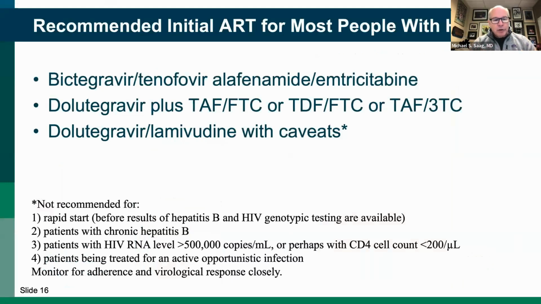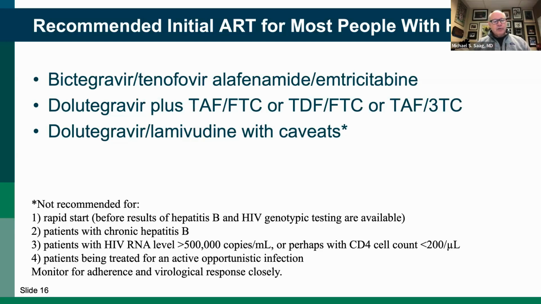Boiling it down for you, these are the usual initial regimens that usually consist of a strand transfer integrase inhibitor and then 2 nucleosides, usually TDF or TAF, and then FTC or 3TC. And this can be done as a single tablet in the case of bictegravir, or dolutegravir plus TAF FTC or TDF FTC or TAF 3TC.